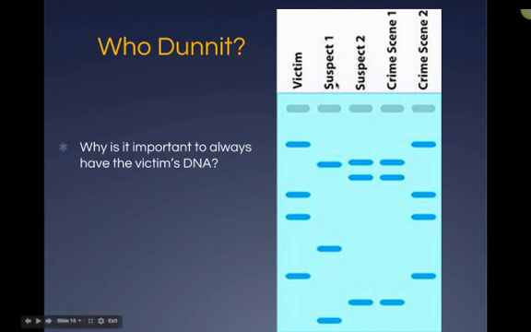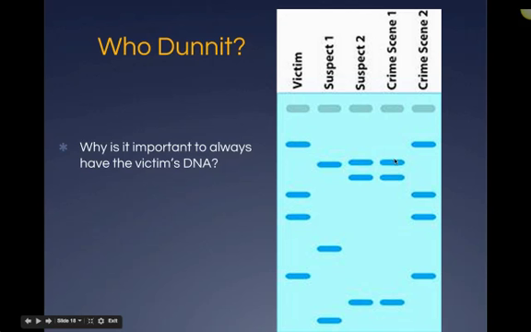So in this particular example, we have the victim here, we have suspect 1 and suspect 2. And then here we have one sample from crime scene 1 and one sample from crime scene 2. So what we're going to do is see who was at crime scene number 1. So crime scene number 1, let's look at this.